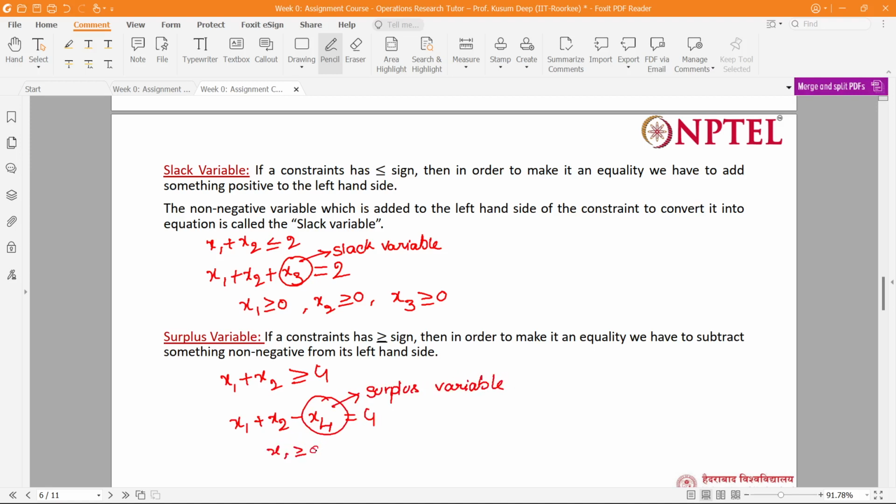Likewise, the non-negative restriction: x4 greater than or equal to 0. I just named it x4. You can also name it x3, x5 or something else, but we have to subtract it from the left hand side. So it is called a surplus variable. Why? What is the use of these slack variables and surplus variables? I will tell you next.